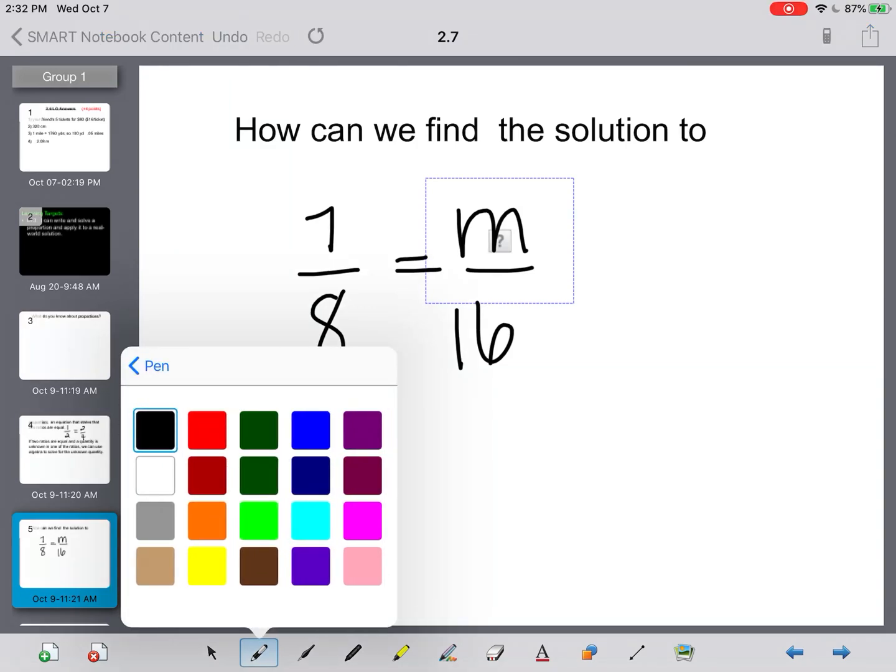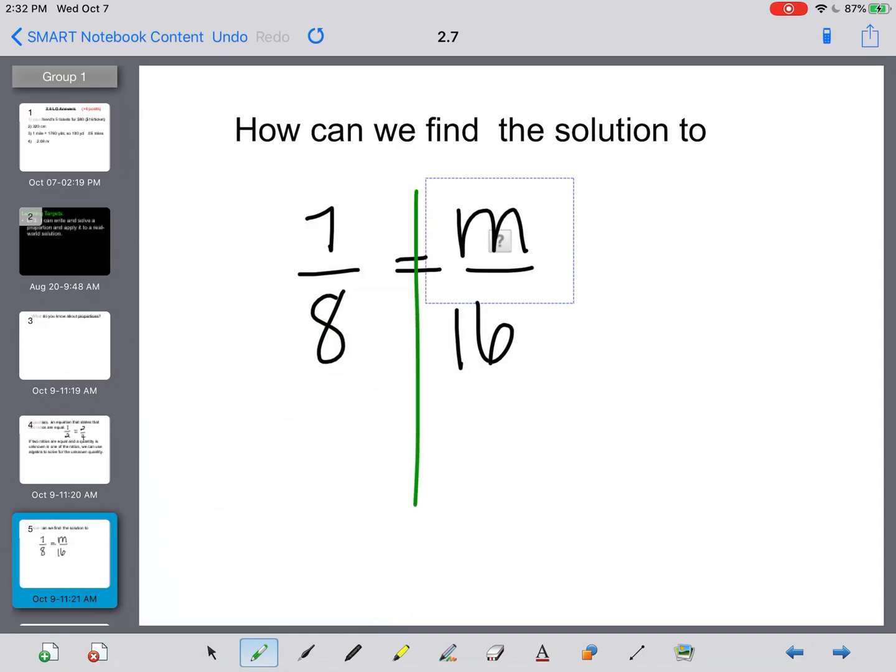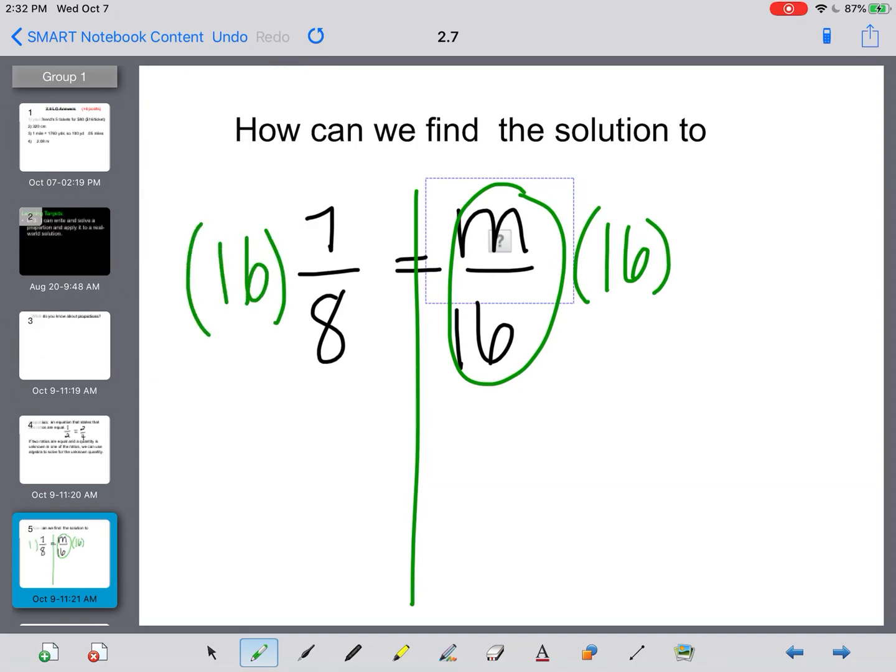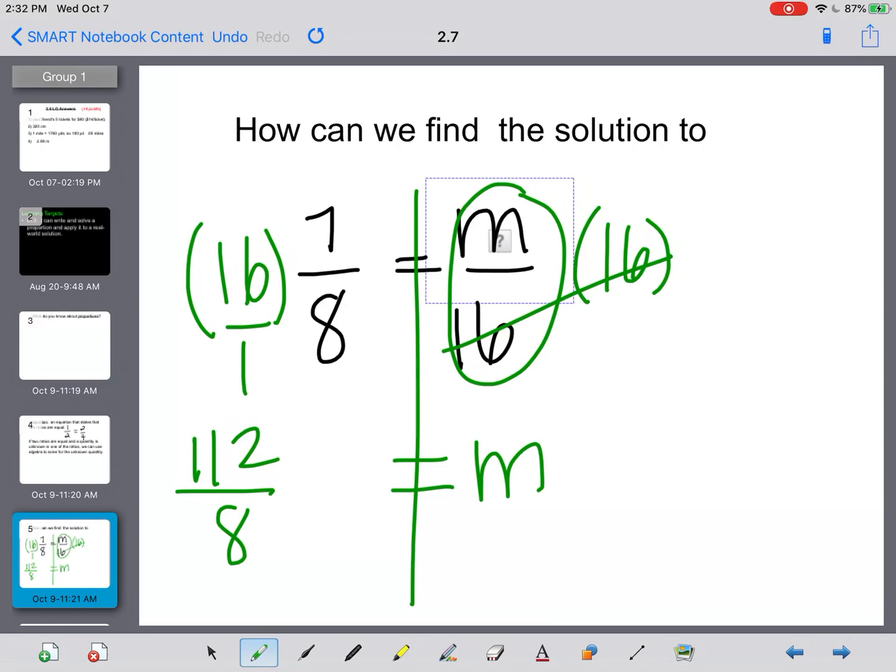Okay, so they're wondering how we could find the solution to 7/8 equals m over 16. If we use what we've been practicing in chapter 2, we should be able to put our train tracks and then do the inverse operation to move the 16 away from the m. Right now we have m divided by 16, so I'm going to multiply both sides by 16, which will give me m equals 16 times 7, which is 112, over 8 times 1, which is 8.